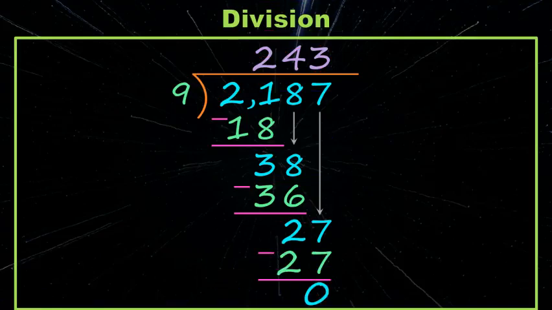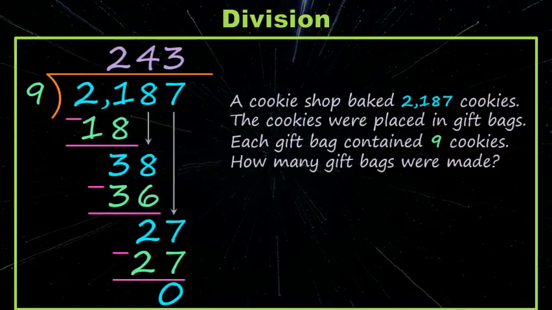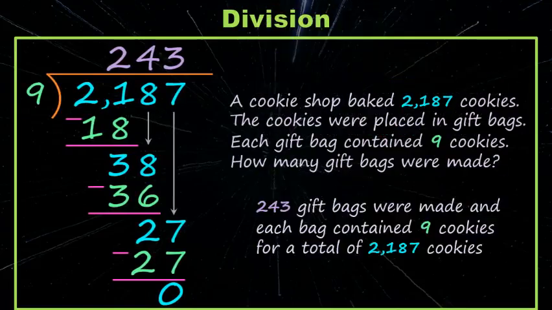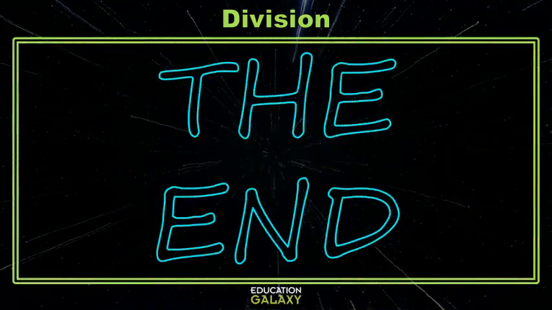Now what was it we were trying to figure out? Oh yes, we were putting the cookies into bags, and we put 9 in each bag. We want to know how many bags were made. We made 243 gift bags, each containing 9 cookies for a total of 2,187 cookies. Yummy! Now it's your turn to practice division.